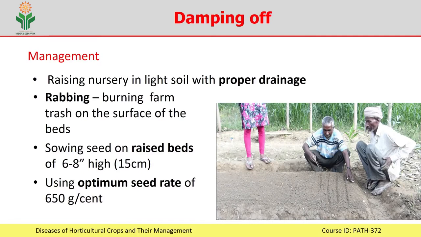And we should take care of the seed rate. Whenever you go for a high seed rate, more seedlings are produced on the nursery bed, and they grow very lanky, that is, the stems are very thin and easily susceptible to the pathogen. Hence, the use of optimum seed rate is very important, and the optimum seed rate should be 650 grams per cent area, where the seedlings obtained from this nursery bed can be utilized for transplanting in the main field in 1 acre of area.